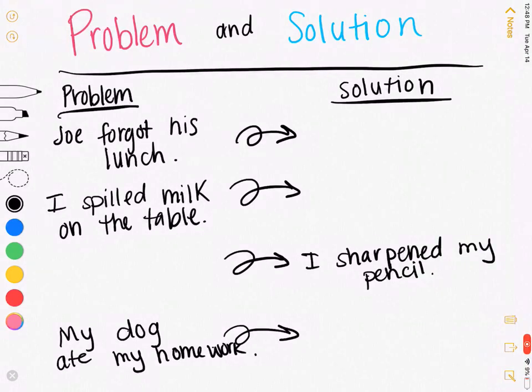So to just kind of review what a problem is and what a solution is, we're going to look at some different problems and discuss what solutions could be for those problems. So first problem that I have is Joe forgot his lunch. So his mom packed him a lunch to eat at school and he forgot it at home. So quickly discuss with a parent or a sibling or just with yourself, what is something Joe could do to solve that problem?